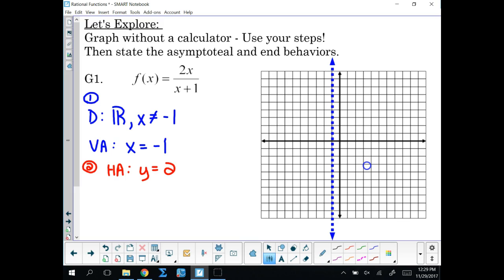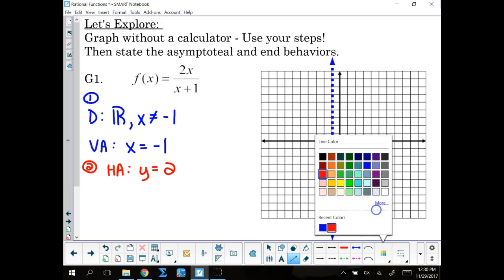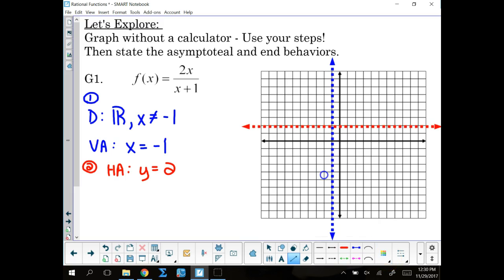Refresh my memory. How does that go on our graph? Might want to wake up. How does it go on the graph? Dashed line. Okay? Right? Yeah. Okay. Step number 3.